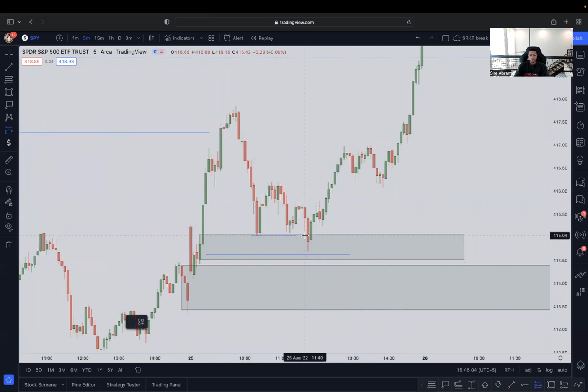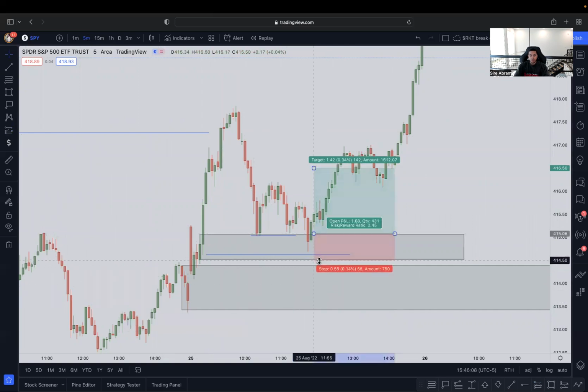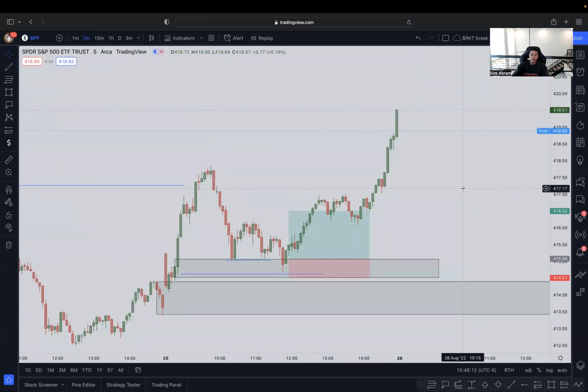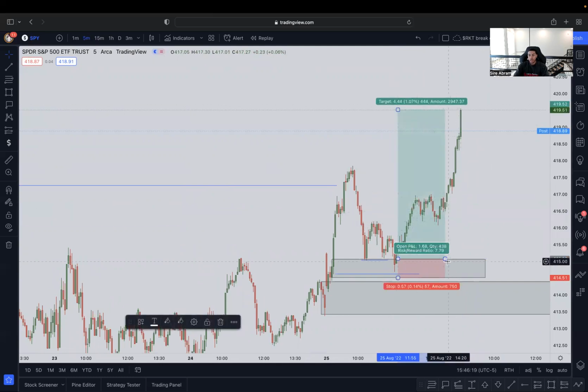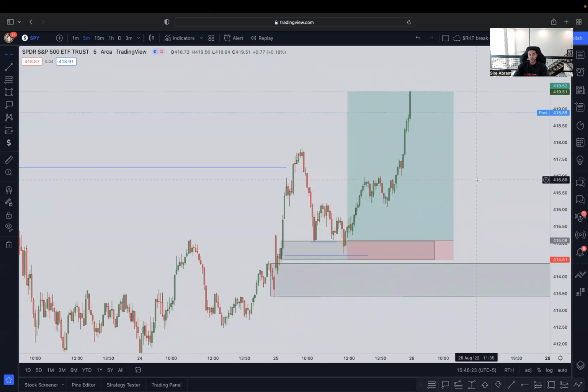All right, so I took my entry about right here, stop loss at the bottom of here. And on this, I took 417 strike price calls that expire tomorrow, Friday the 26th, and just held it throughout the day. It was a clean move to the upside, and this was a 136% return on one trade.